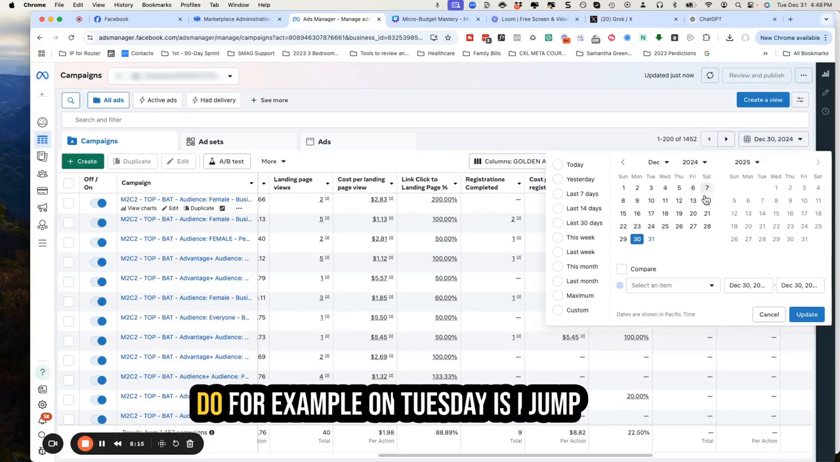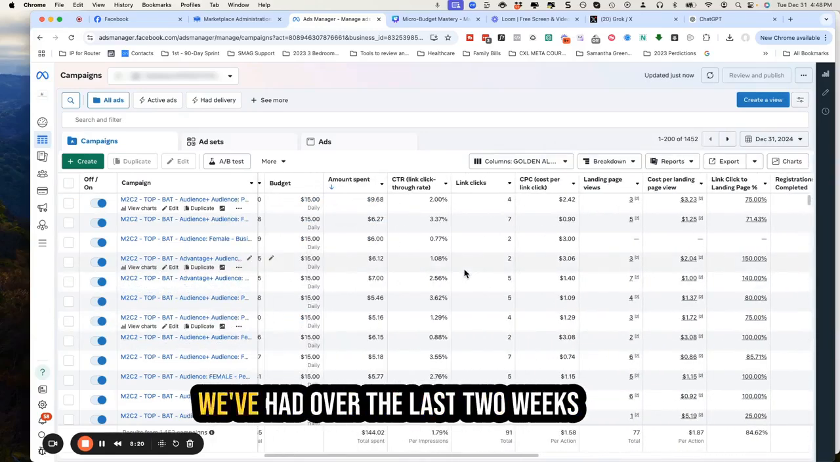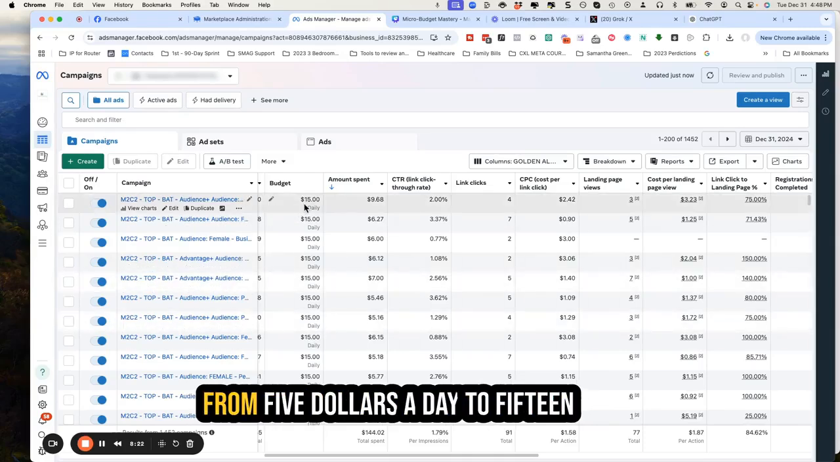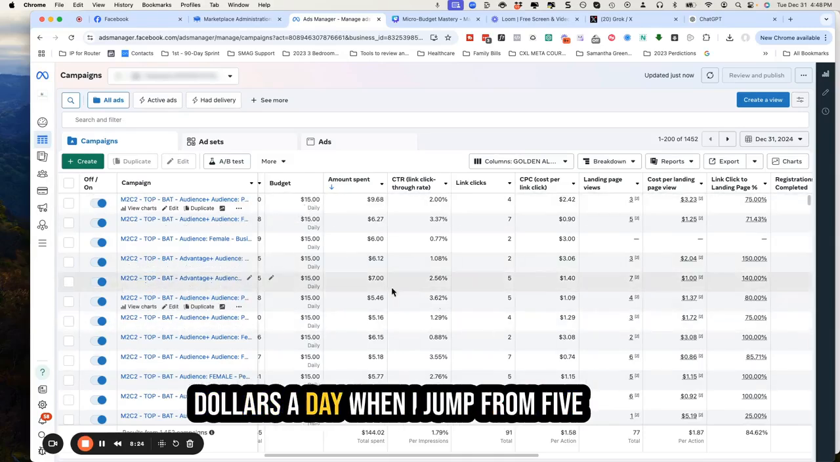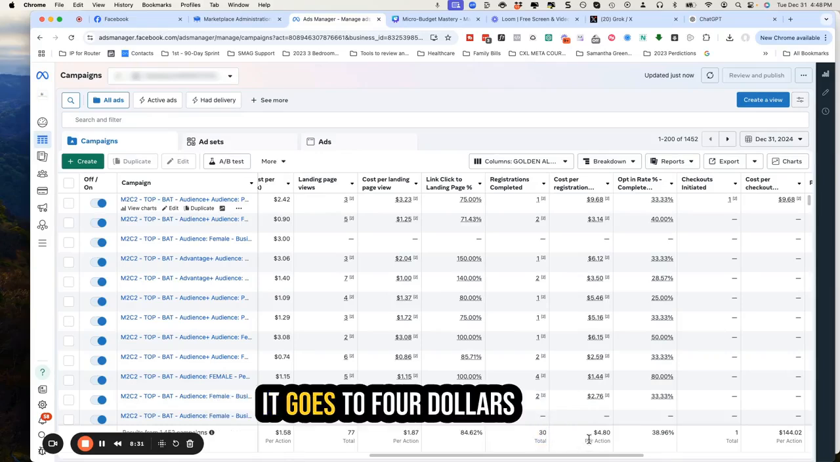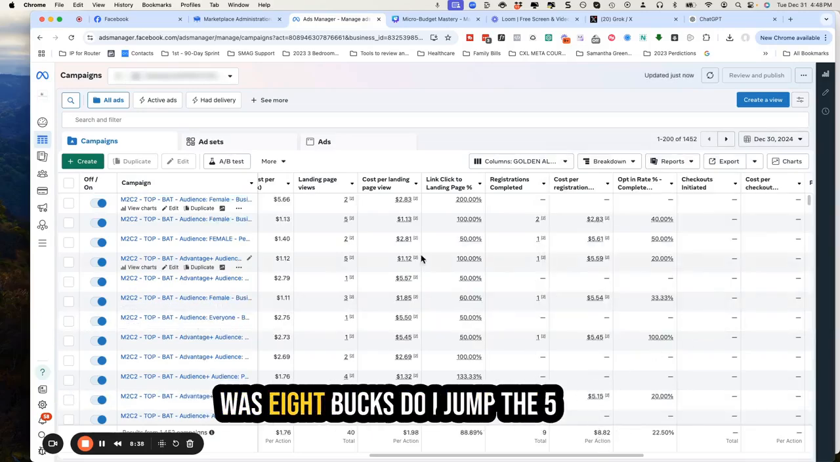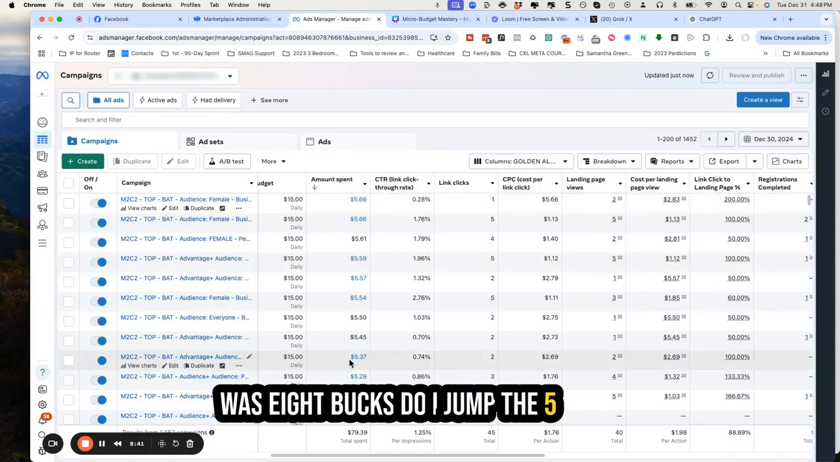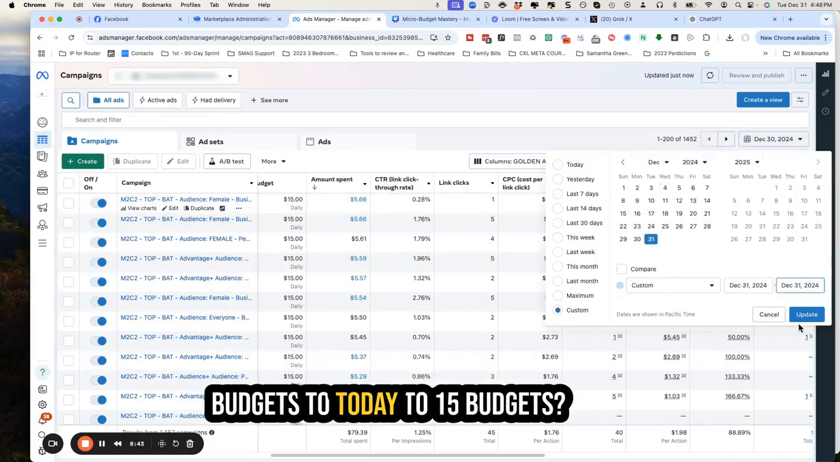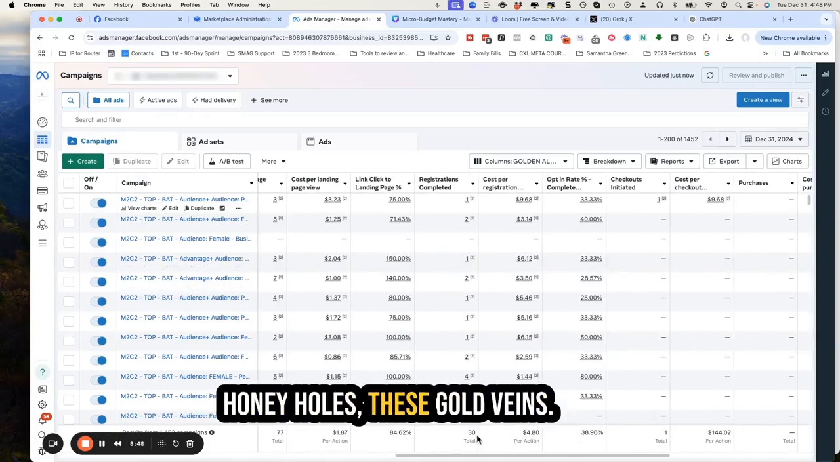Well, what I start to do, for example, on Tuesday is I jump the best performing campaigns that we've had over the last 2 weeks from $5 a day to $15 a day. When I jump from $5 a day to $15 a day, look at this registration. It goes to $4.80. Wait a minute. I went from $5 a day on Monday, where my lead cost was $8, to I jumped the $5 budgets to today to $15 budgets. And again, it's like I found these honey holes, these gold veins.